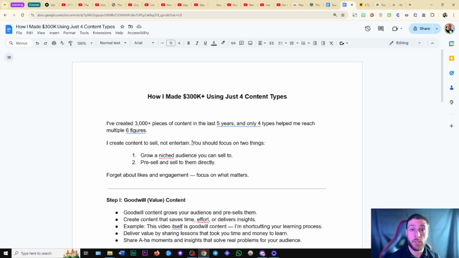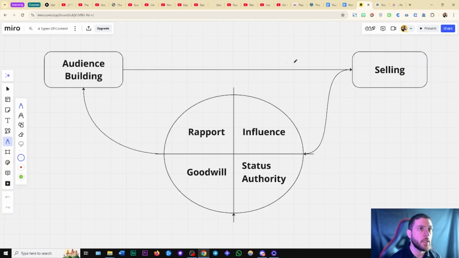Again, I create content with just 2 things in mind: to grow my niche audience and to sell to them. That's it. These are the only 2 things. So thing number 1, building the audience. Again, it's the difference between entertainment and education content. The audience here is usually much smaller and much more niched down. And the second type of content is selling.